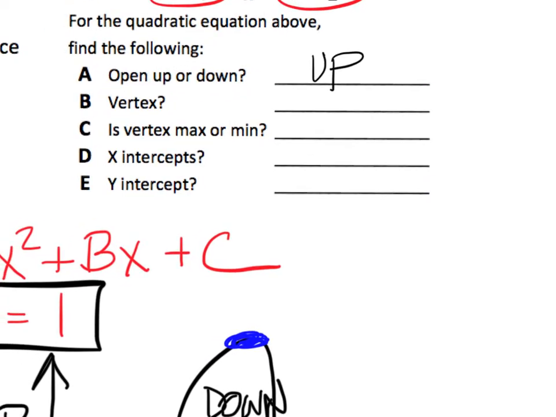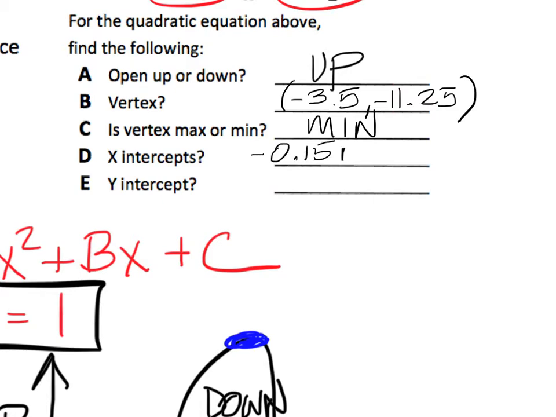And of course, some of our answers have been taken out because the video crashed, so I will fill those in. Negative 3.5, I believe, was one of them, and the other was a negative 11.25. We found out that it was a minimum, and we just found the x-intercepts, in which they are negative 0.15 and negative 6.85. D is not a point. They are two different points, and you just have to put the x value for each.